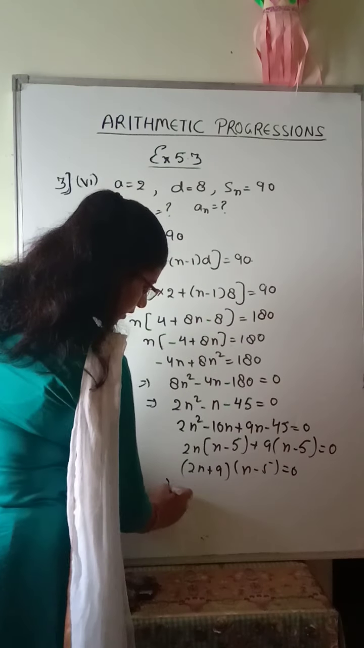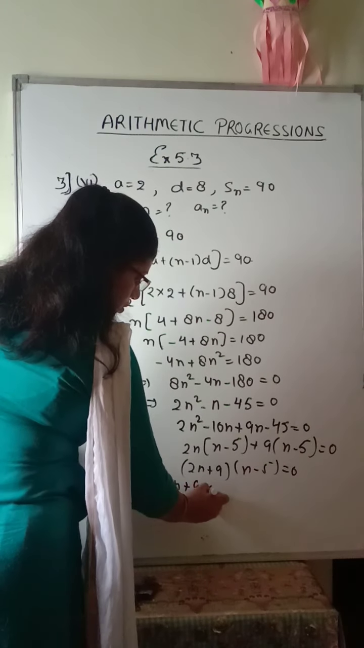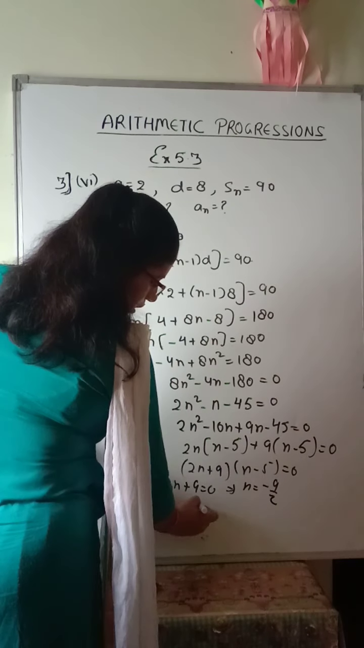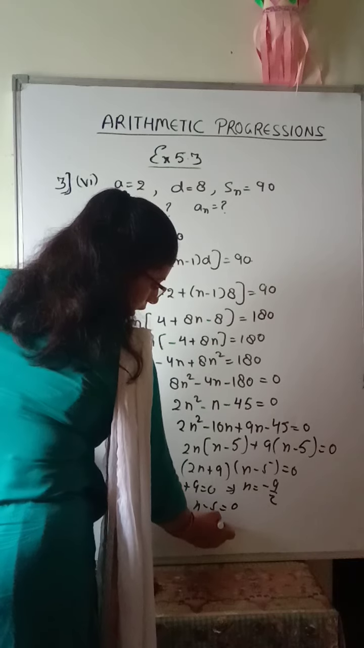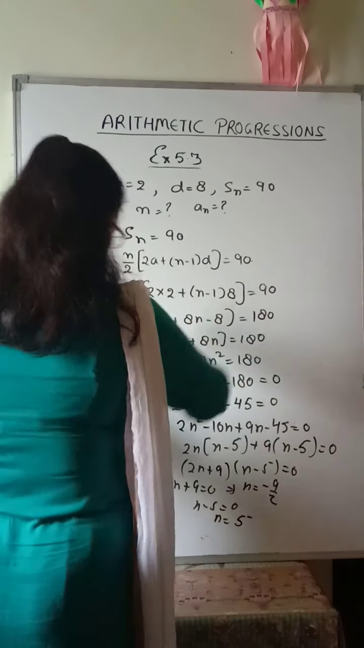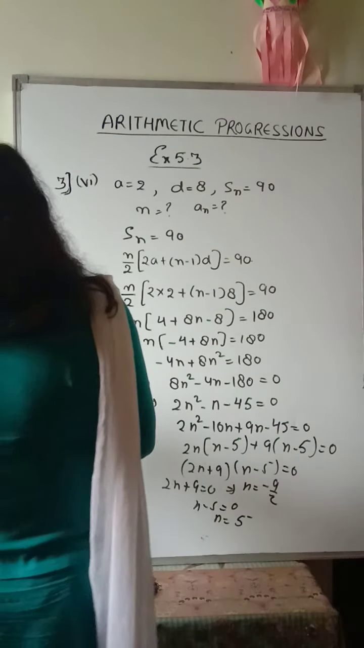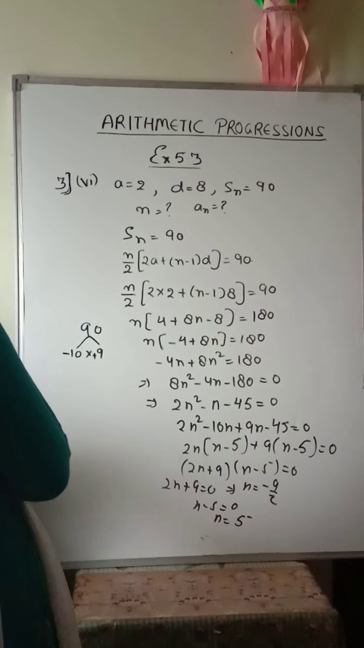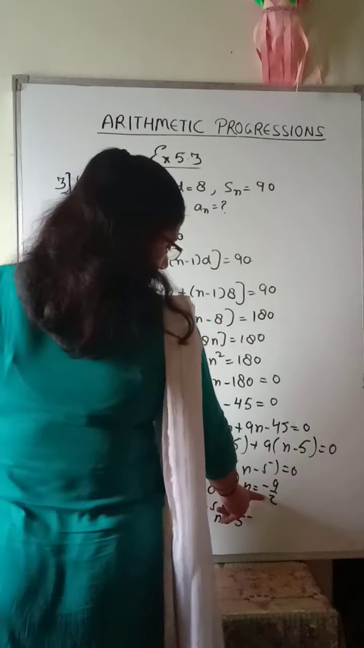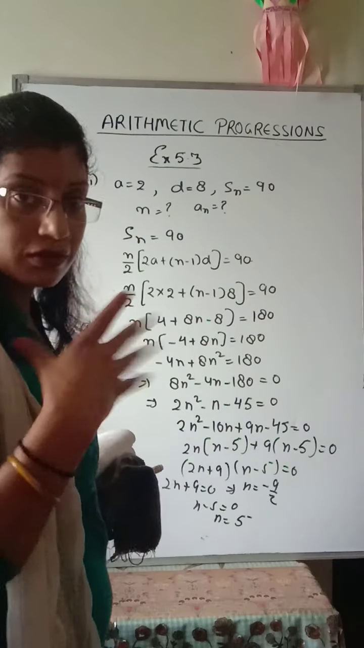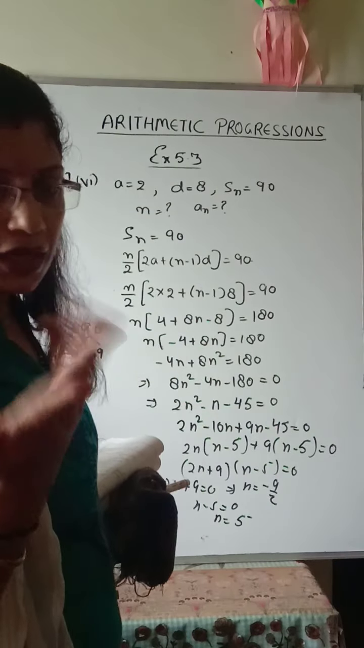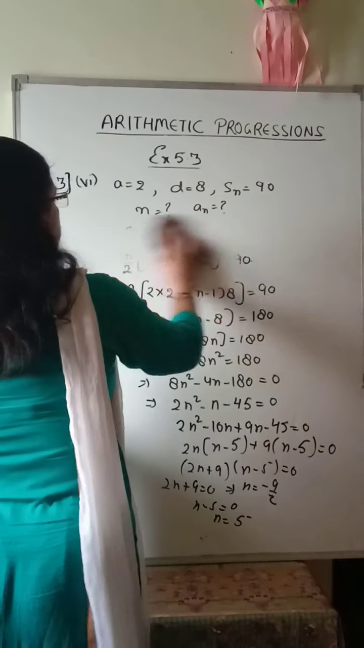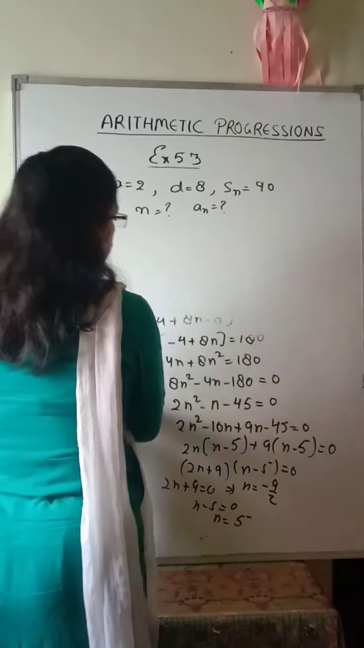So 2n plus 9 and n minus 5 equals to 0. One by one we will take both equals to 0. So here n is equals to minus 9 upon 2, and from here n minus 5 is equals to 0, n is equals to 5. Okay, so we get two values of n from here. This is the sixth part. So negative we will not take. Why? Because the number of terms cannot be negative. How many counting numbers are there, 1 2 3 4, so it cannot be negative. So therefore n is equals to 5. So we will take n equals to 5. So we got the value of n.